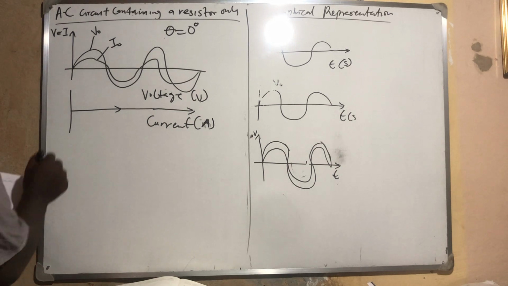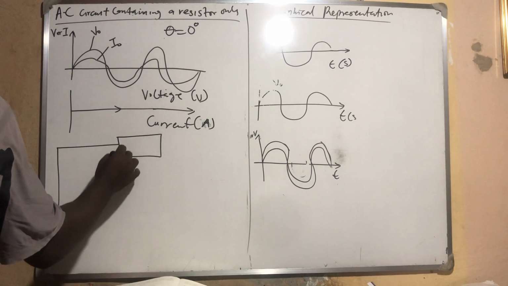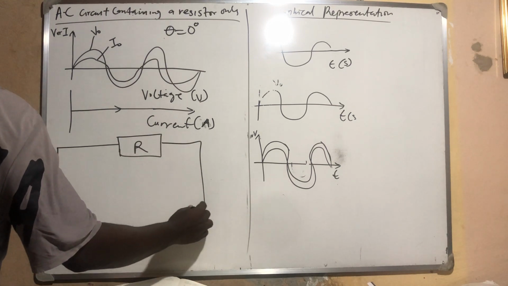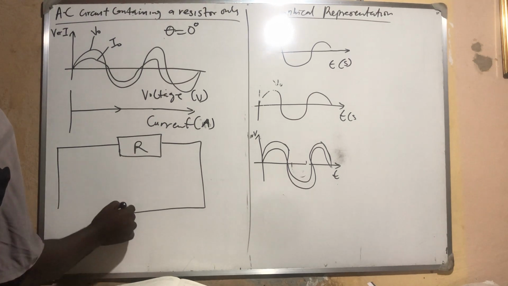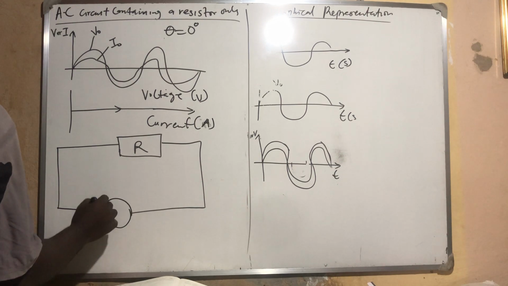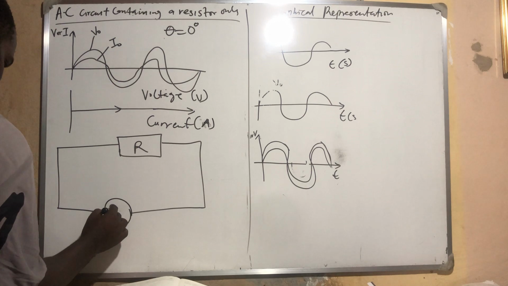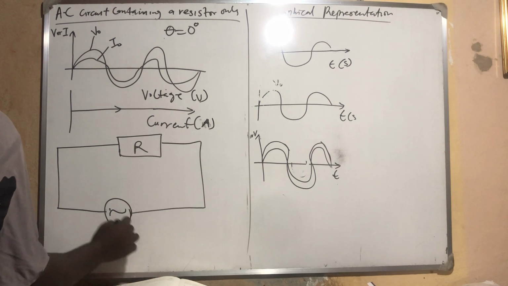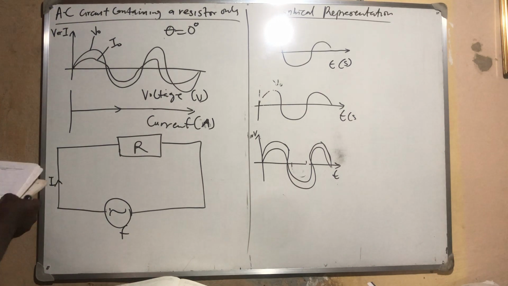Now the circuit diagram is given below. Look at the circuit diagram here. This is the circuit diagram. I have only a resistor. This is the symbol for resistor R, right? And I have my source here, and the current I is moving here.